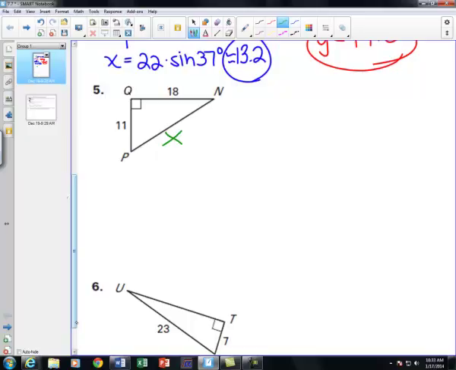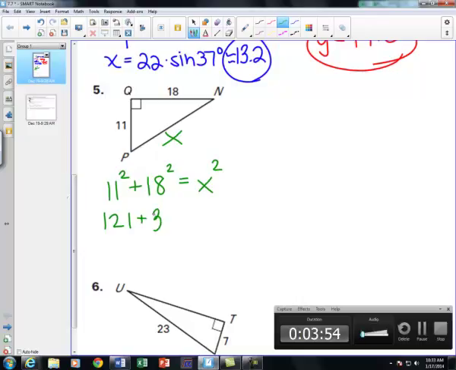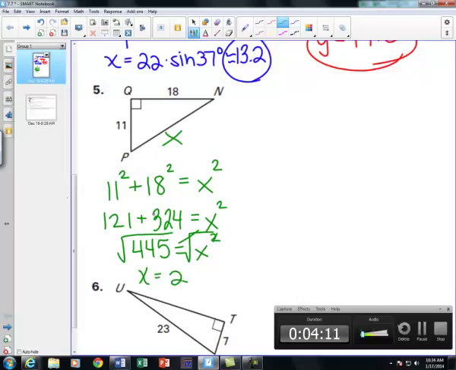So when I do this, I'm going to do 11 squared plus 18 squared equals x squared. I get 121 plus 324 equals x squared. Then I'm going to go ahead and add that left side together. I get 445 equals x squared. And then we know to undo a square, we're going to square root that 445 on both sides. We've got to do that. And we get 21.1 to the nearest tenth.